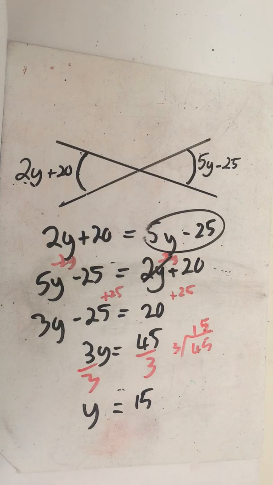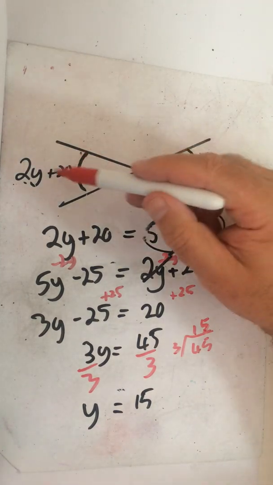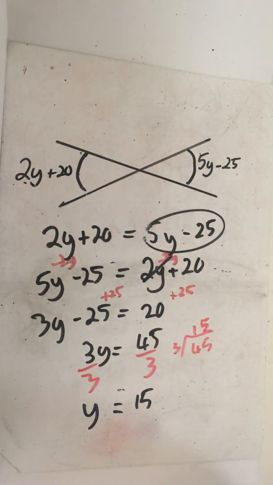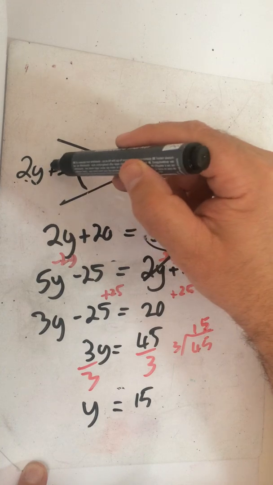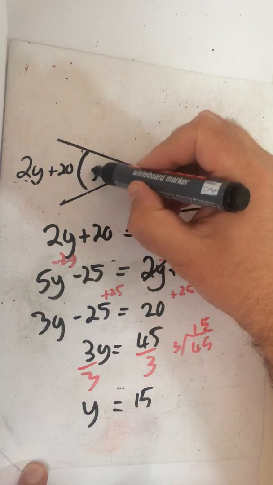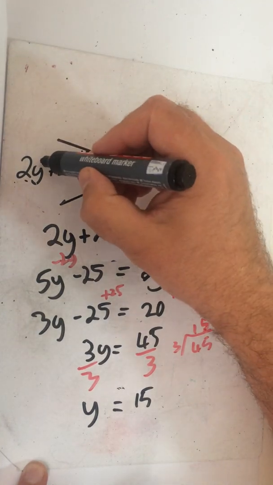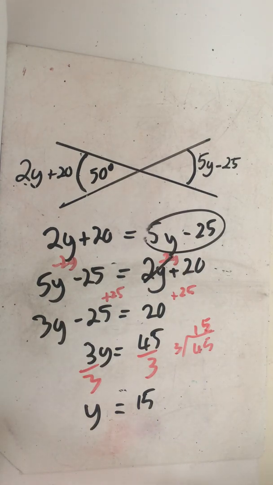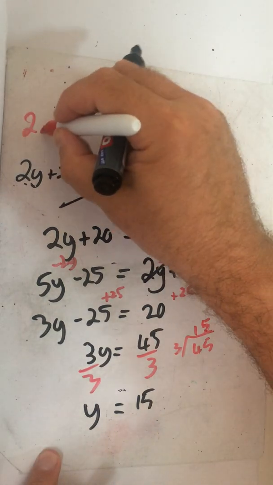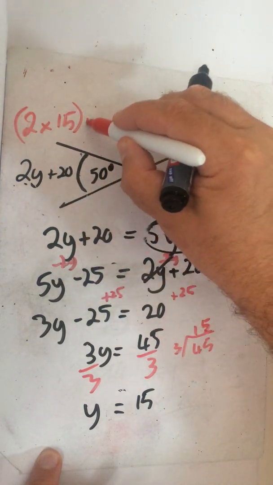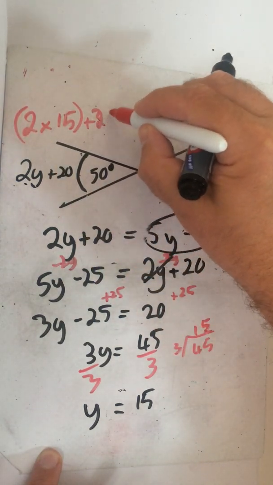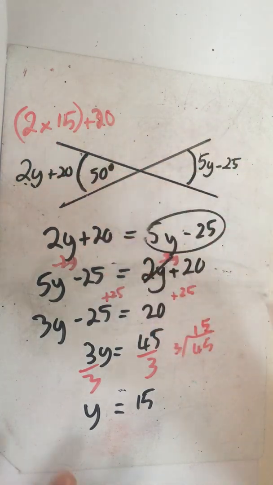Let's just check if we can work this out now. If y is worth 15, this would be 2 times 15 is 30, and 20, 50 degrees. So I'm substituting now. Let's do that again: 2 times 15, because y is 15, and then we're going to add 20 to that. 30 add 20 is 50.